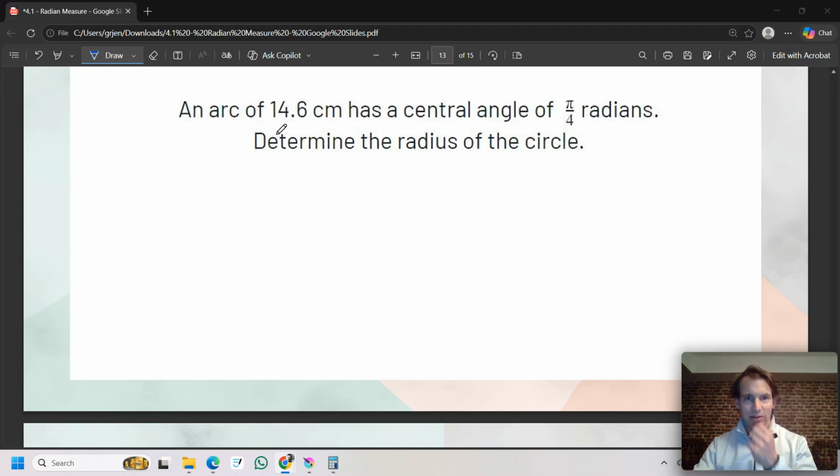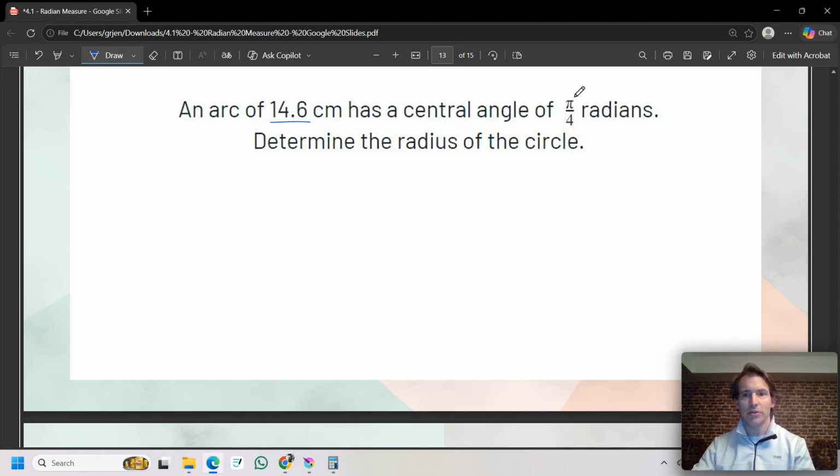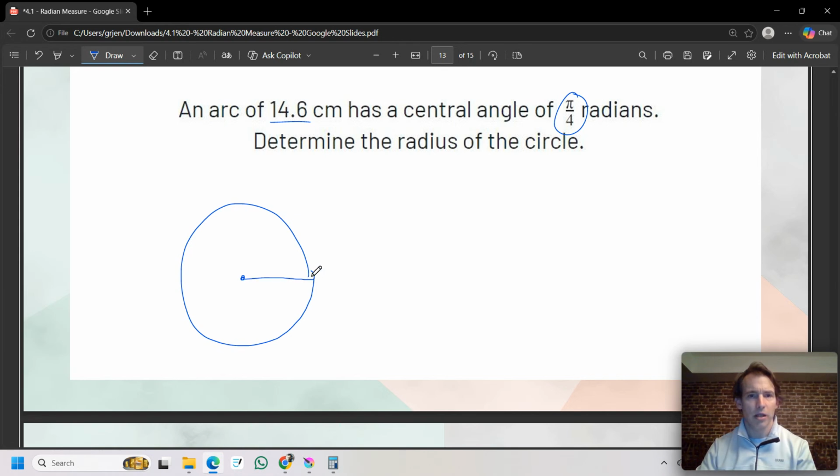Okay. We are told that there's an arc of 14.6 centimeters, and the angle is pi on 4 radians. I seem to recall something about pi on 4 radians. So we're going to draw a diagram. We'll put the center of the circle on. We're going to draw our pi on 4 radians. So our pi on 4 radians is there. All right, and so this is 14.6 centimeters. And this is pi on 4.